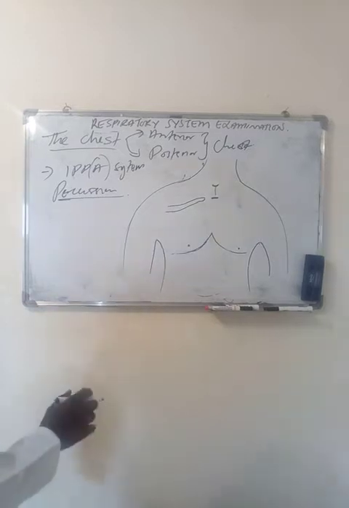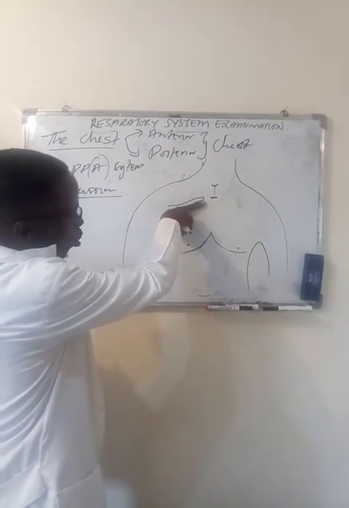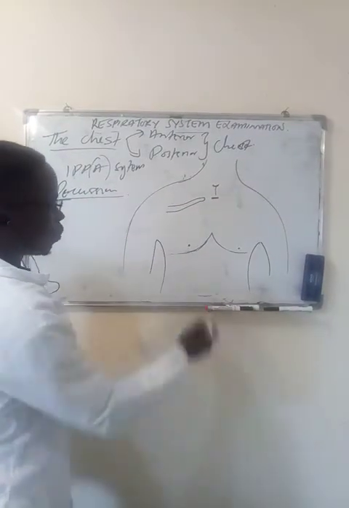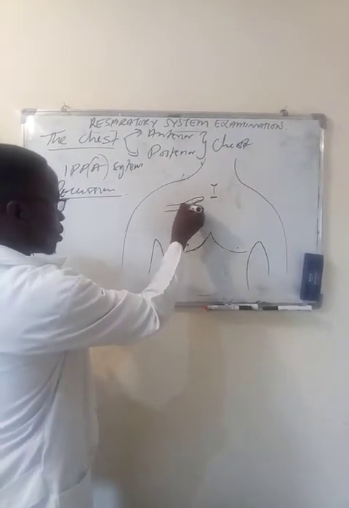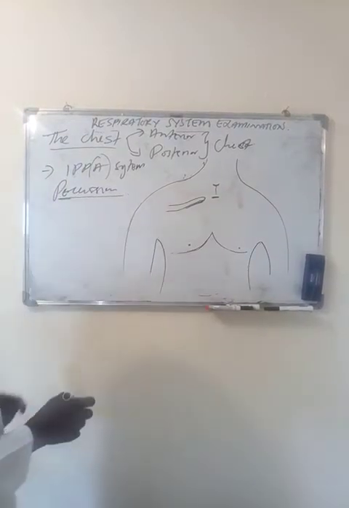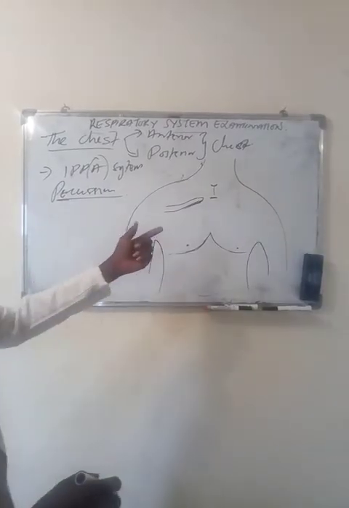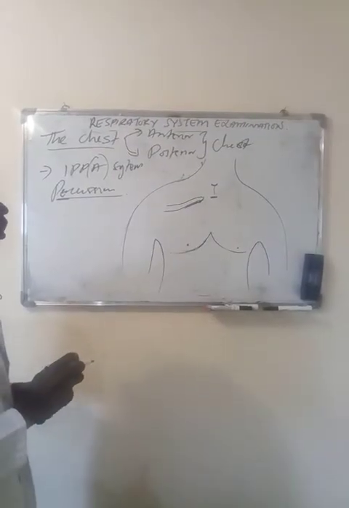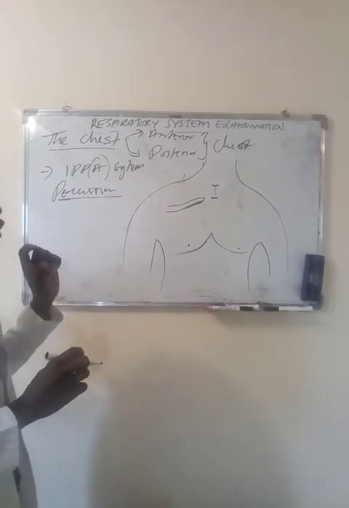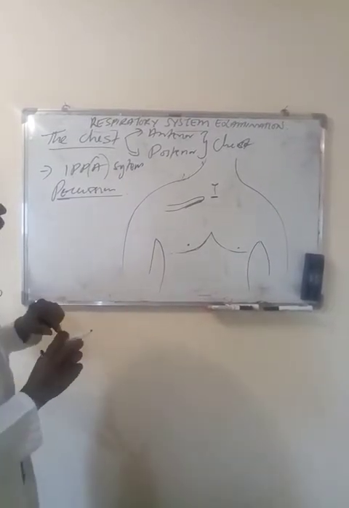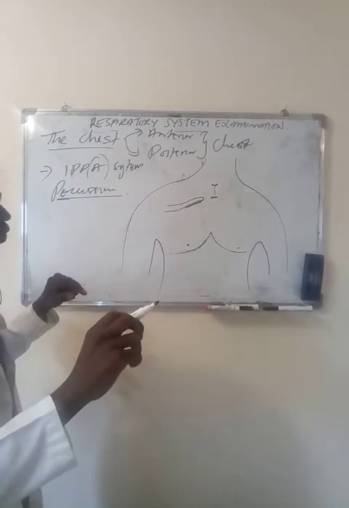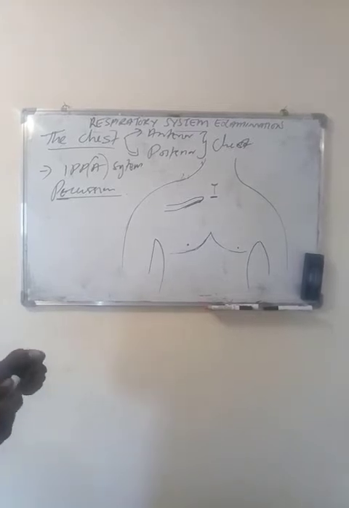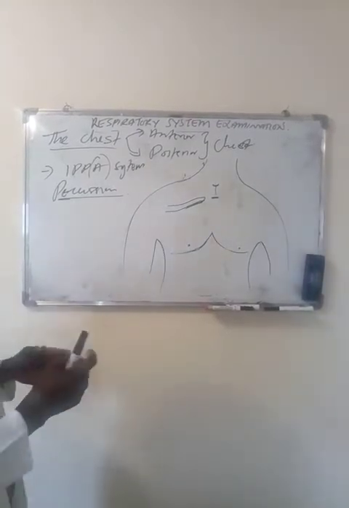So it means that just below the angle of Lewis, that's where you have the second intercostal space, okay? So you have the second intercostal space somewhere there, and then you start coming down. Now, the other thing that we want to know is where is what is called the horizontal fissure of the lung and the oblique fissure of the lung. Now, it would have been easier to demonstrate if there was someone around.